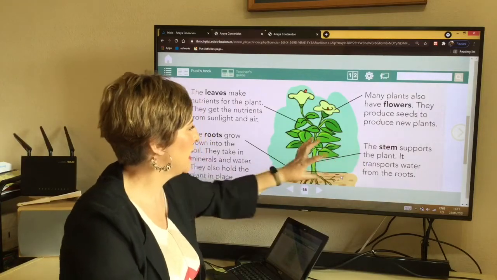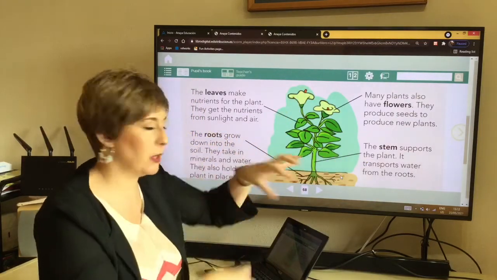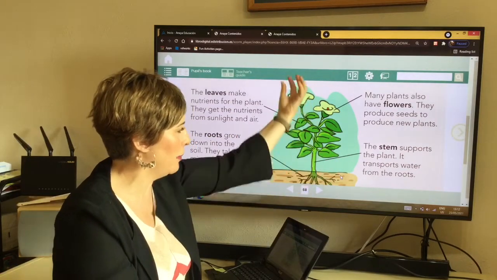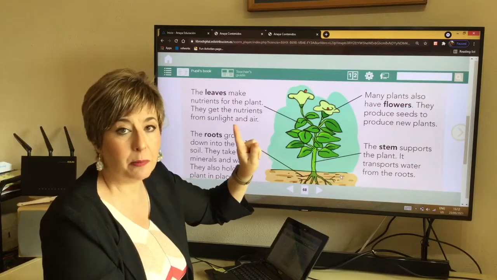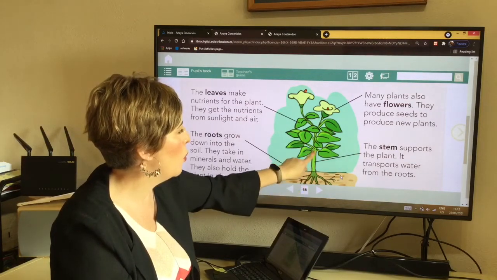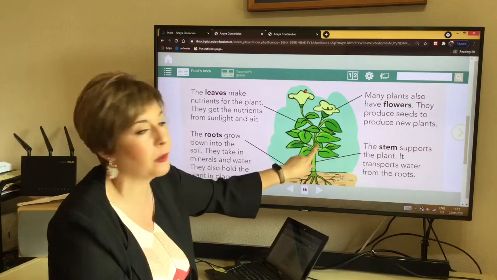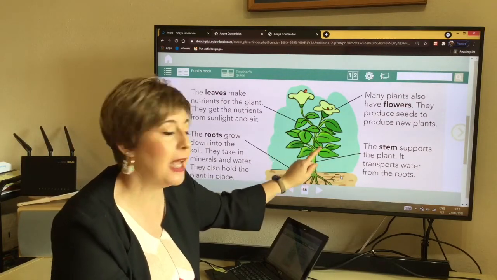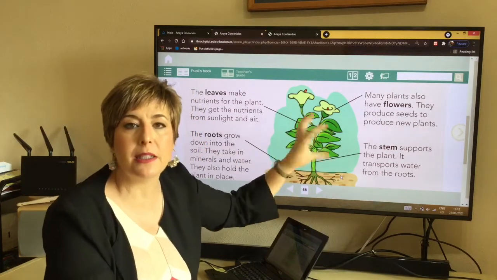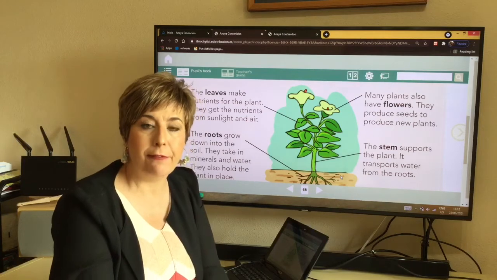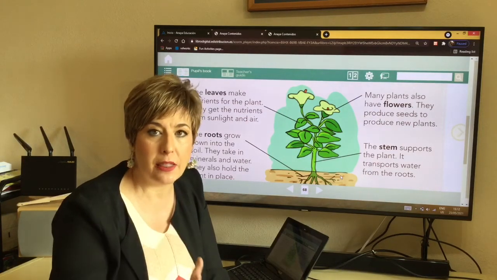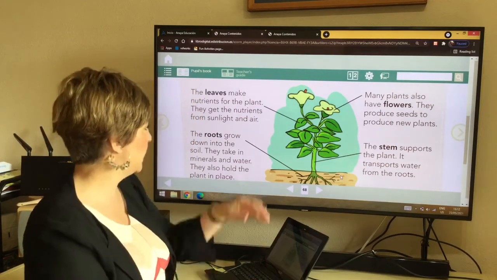What about the stem? The stem supports, holds the plant, but not into the soil. It holds the plant upright. And another important thing, it transports water and nutrients from the roots to the leaves. Why to the leaves? Because the leaves are going to make the food for the plant in a process that we call photosynthesis, that you will study next year.